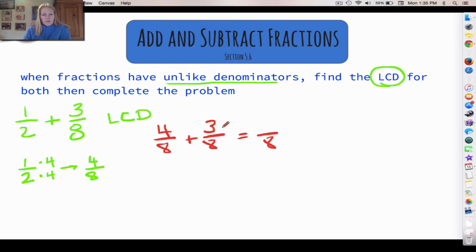Now we keep that same denominator of 8. We add 4 plus 3, and we get 7, and so our final answer will be 7/8, and you cannot simplify this. And so that means that that's going to be my final answer. Is that your final answer? The answer is yes, 7/8.